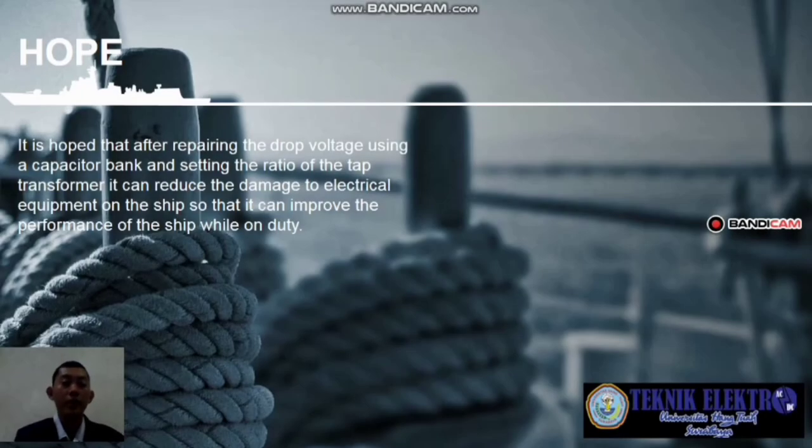Hope. It is a hope that after repairing the drop voltage using a capacitor bank and setting the ratio of the tap transformer, it can reduce the damage to electrical equipment on the ship so that it can improve the performance of the ship while on duty.